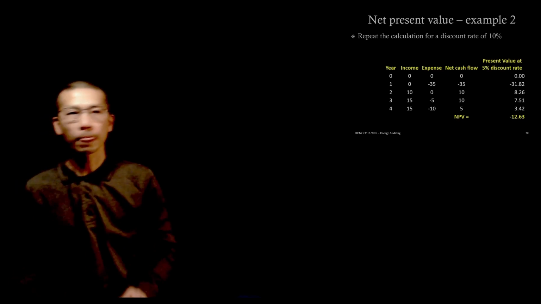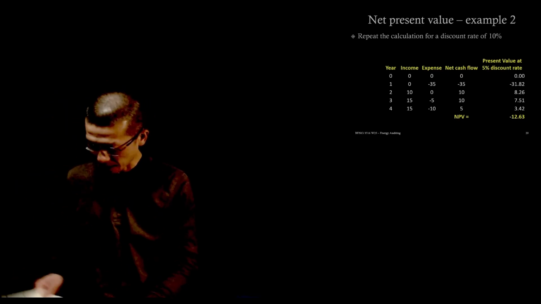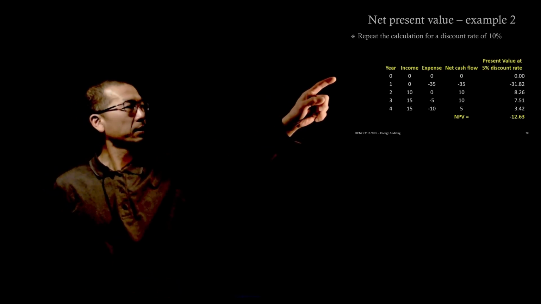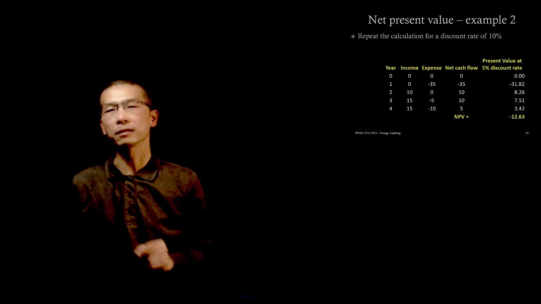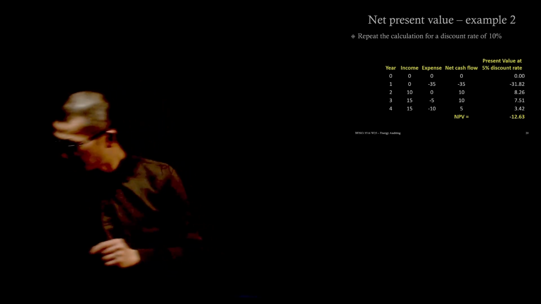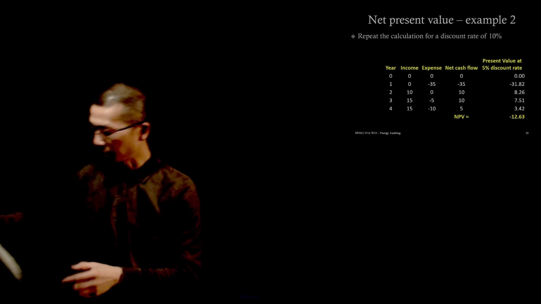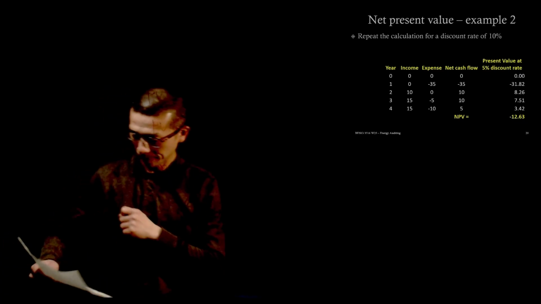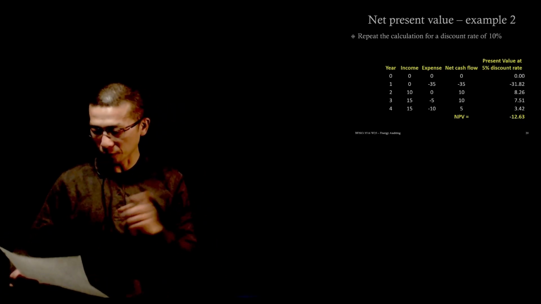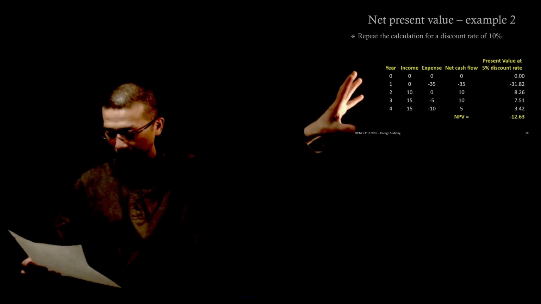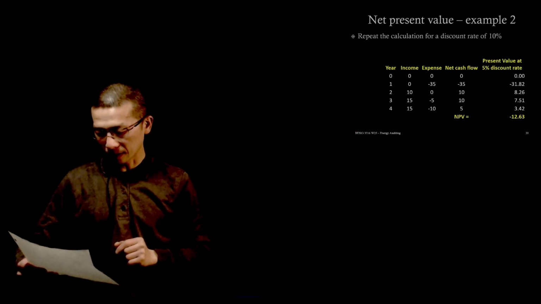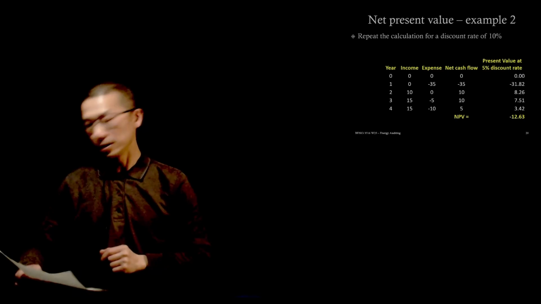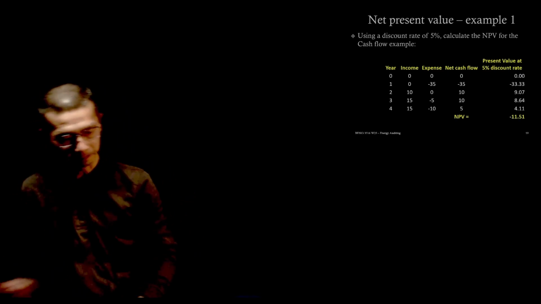Now, on the next slide, it says, do the same calculation for 10% discount rate. So please do that. And we can check the numbers when we meet. The net present value for this example here, 10% discount rate, it's minus 12.63. See if you can get that number.